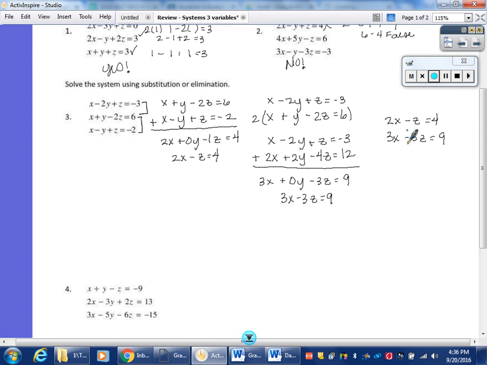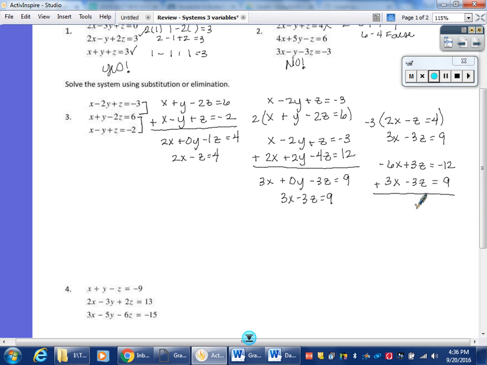Now these are both negative, so I need to change the sign on one of them. And since I have to multiply the top equation by 3, I'll just multiply by a negative 3. So I'm going to rewrite that set so that I can follow my steps. This is negative 6x plus 3z is equal to negative 12. And then 3x minus 3z is equal to 9. And I add these two equations together.